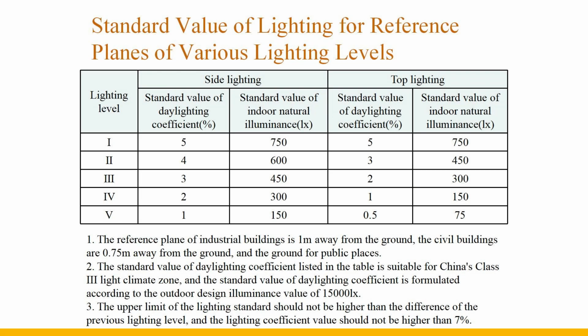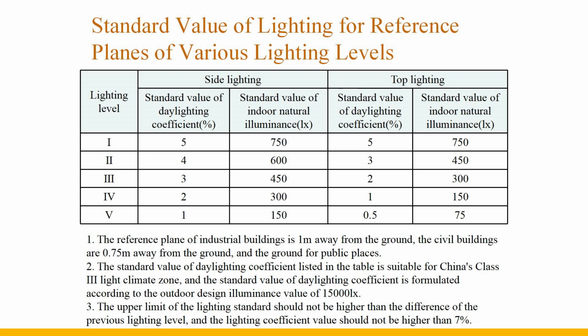The lighting coefficient and indoor natural illuminance are used as the evaluation indicators of lighting design. The reference plane for industrial buildings is 1 meter from the ground, for civil buildings 0.75 meter from the ground, and the ground for public places.